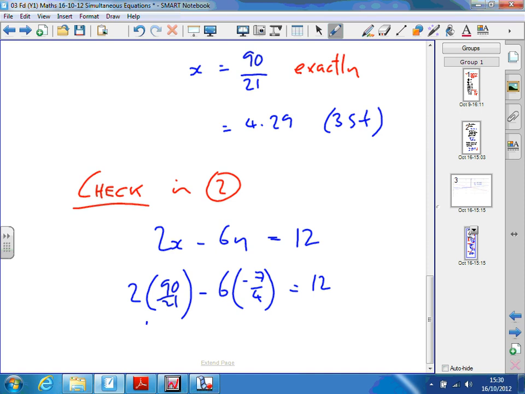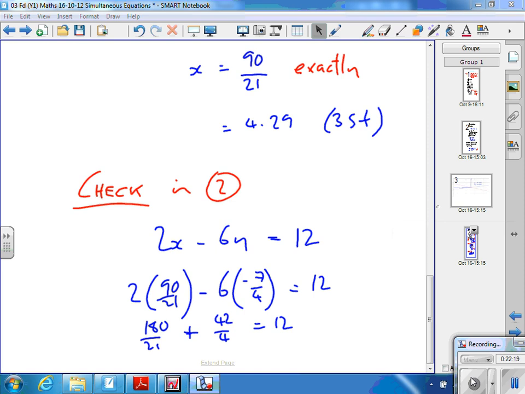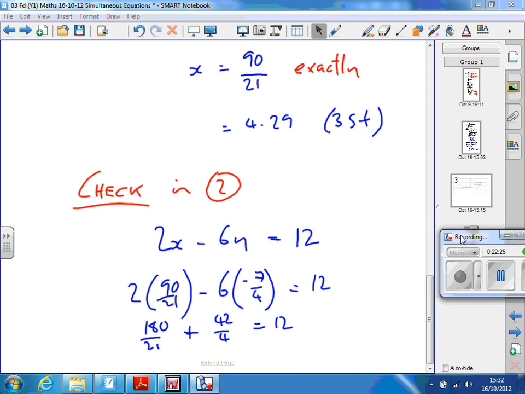2 times 90 is 180 over 21, minus a minus gives us a plus. 6 times 6 is 36, 42 over 4 equals 12. And if you want to just check that on your calculator, you should find that that works. It doesn't come out right, so it's a good job we checked. So let's have a look and see if we can see where we went wrong.